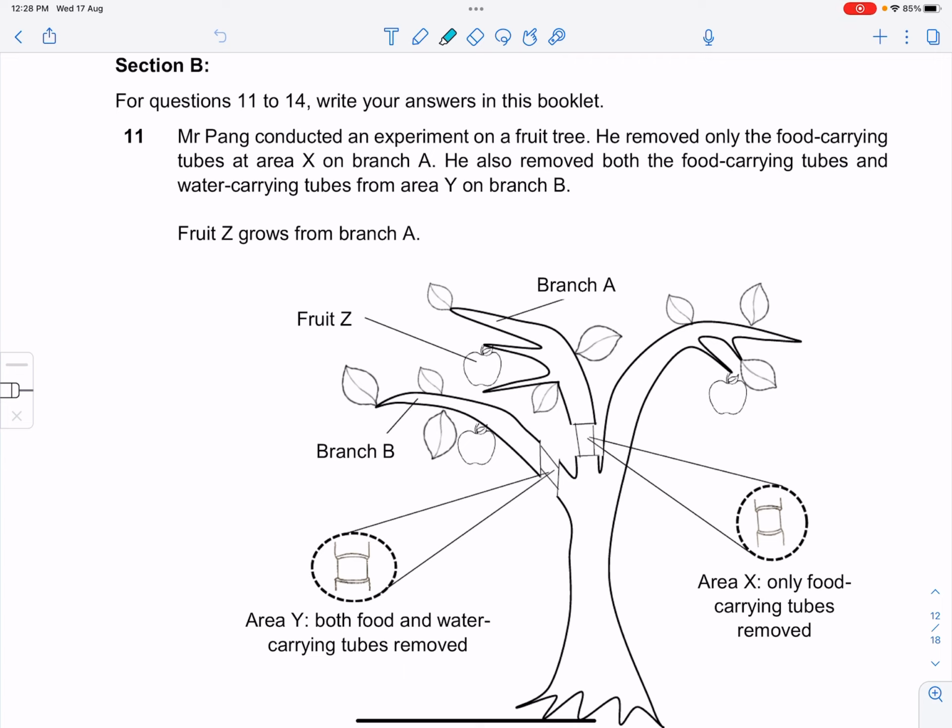Mr. Pang conducted an experiment on a fruit tree. He removed only the food carrying tubes at area X on branch A. He also removed both the food carrying tubes and water carrying tubes from area Y on branch B. So based on this keyword alone, I will know that probably the topic that this question will be on will be transport in plants.